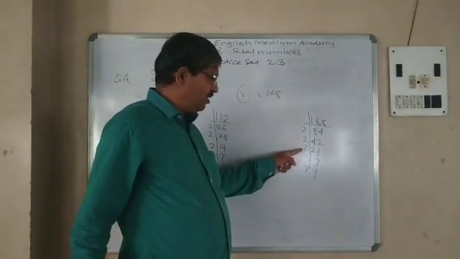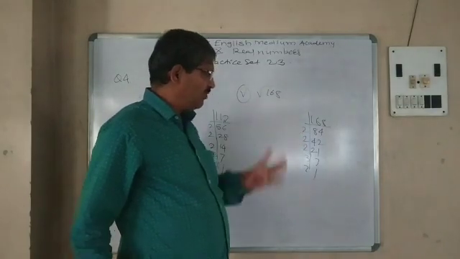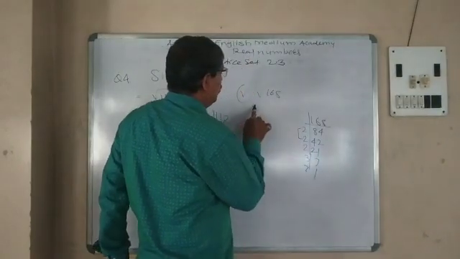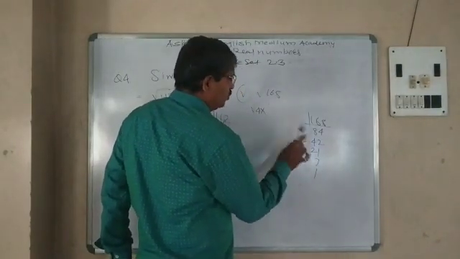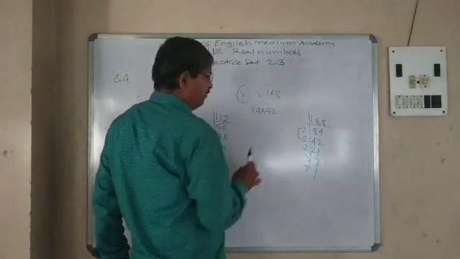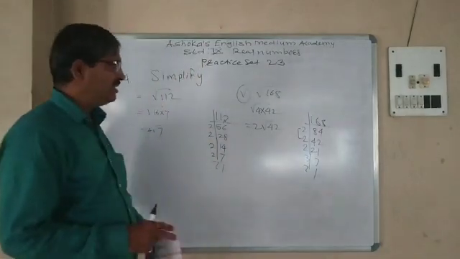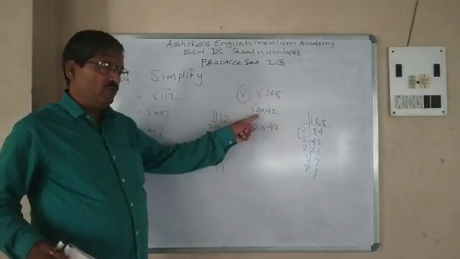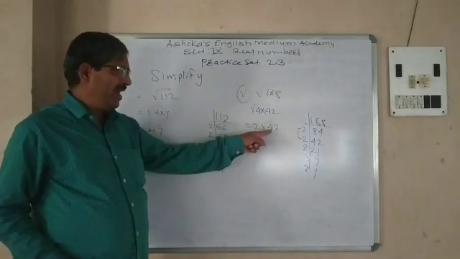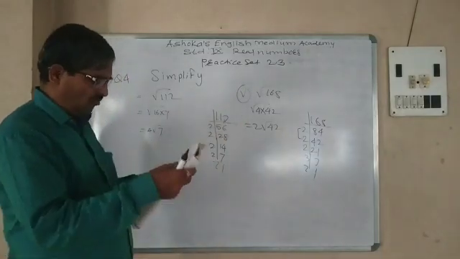7 3s are 21, 21 2s are 42, 42 2s are 84 and 84 2s are 168. Means this is how it is split. 2 2s are 4, and 2 3s are 6, 6 7s are 42. Means 2 under root 42 is the simplest form. The square root of 4 is 2, taken out of the radical sign, and inside remains root of 42. That is the simplest form.